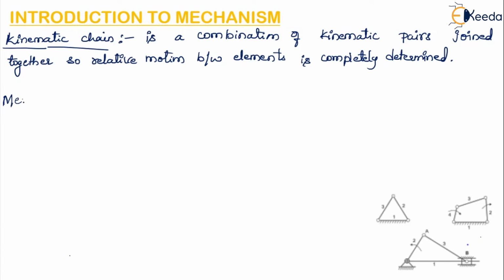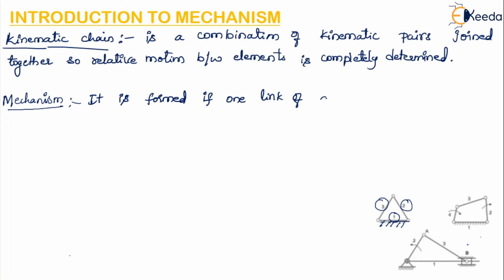So, mechanism. If you want to make a mechanism, you have to fix one link of a kinematic chain. Here you can see there are three links, 1, 2 and 3. If you fix one link, then this closed chain, that is the kinematic chain, is called a mechanism. Okay, so it is formed if one link of a kinematic chain is fixed.